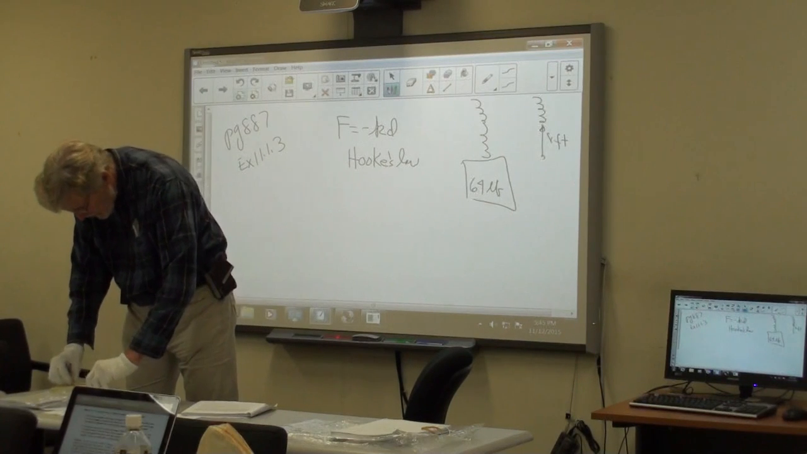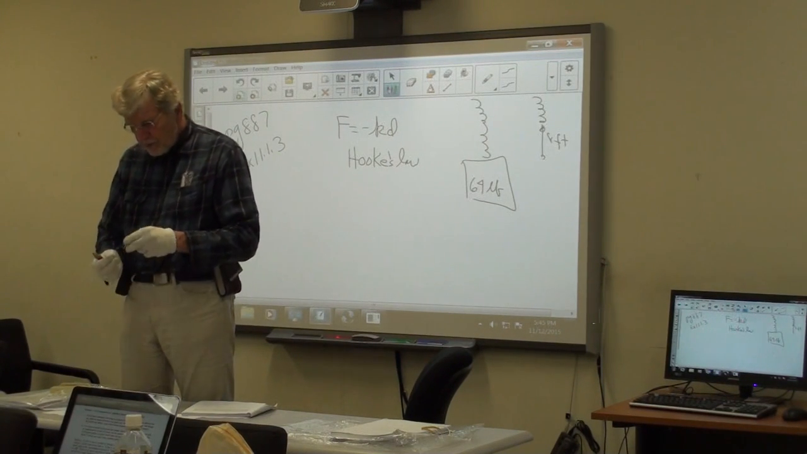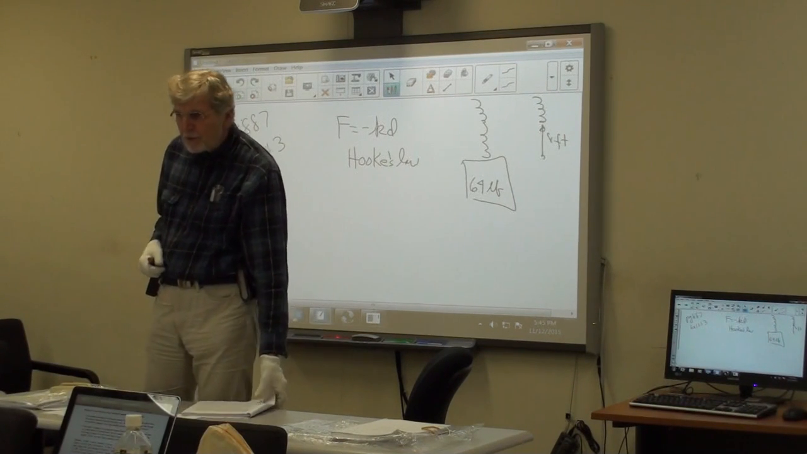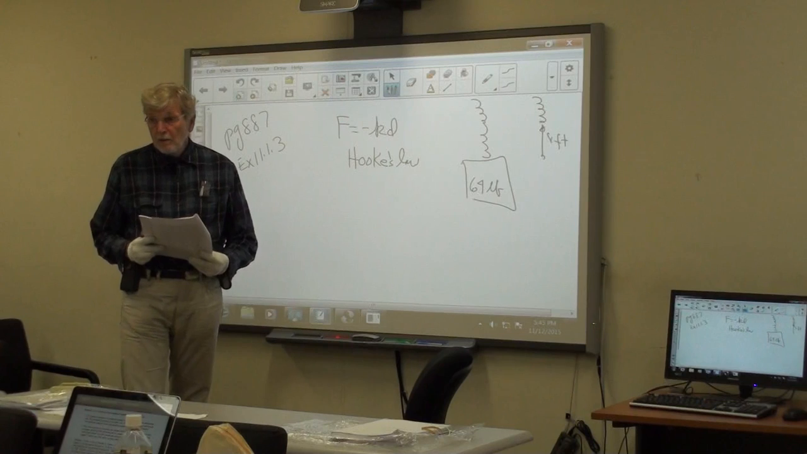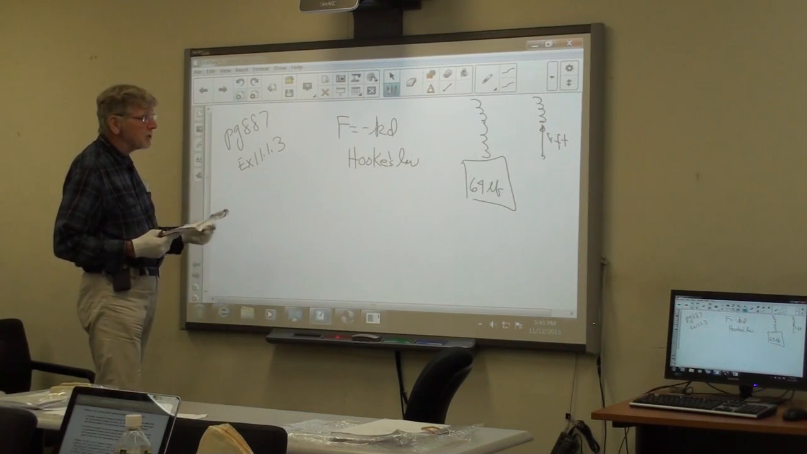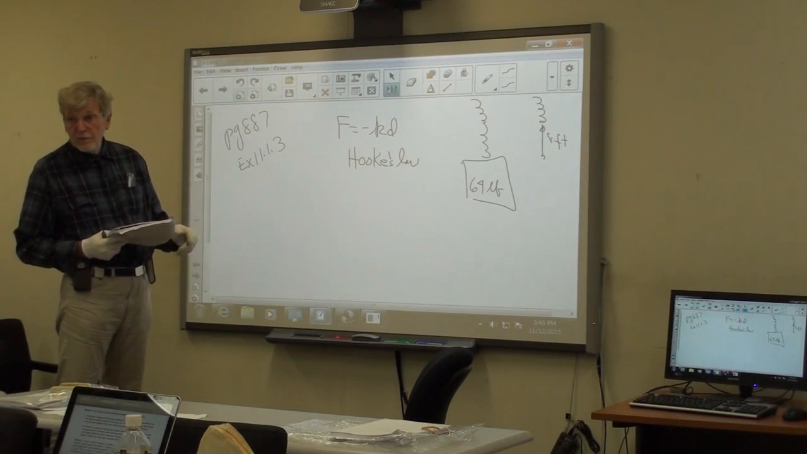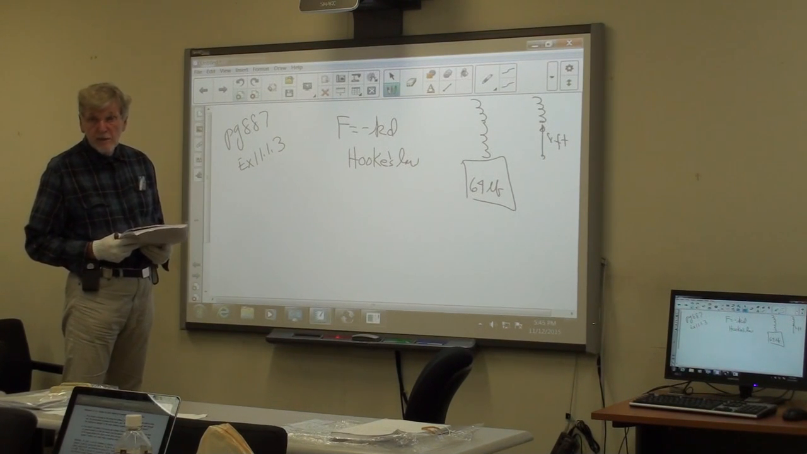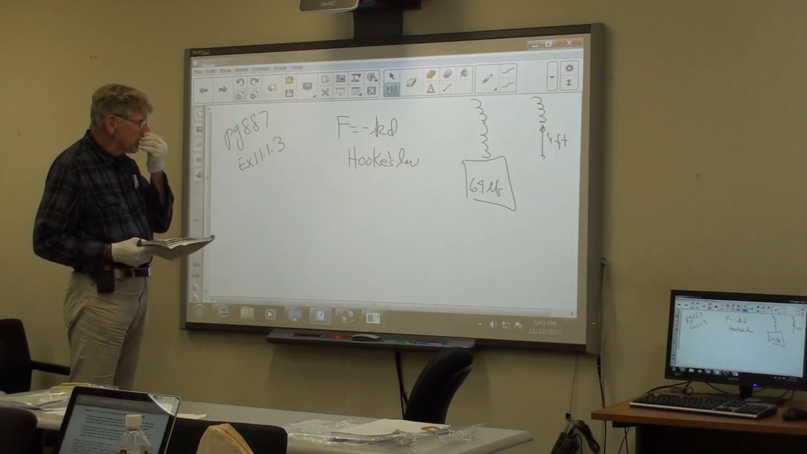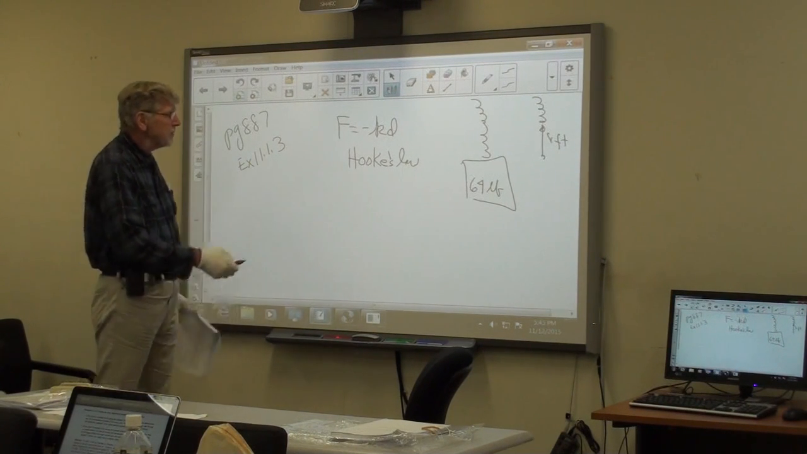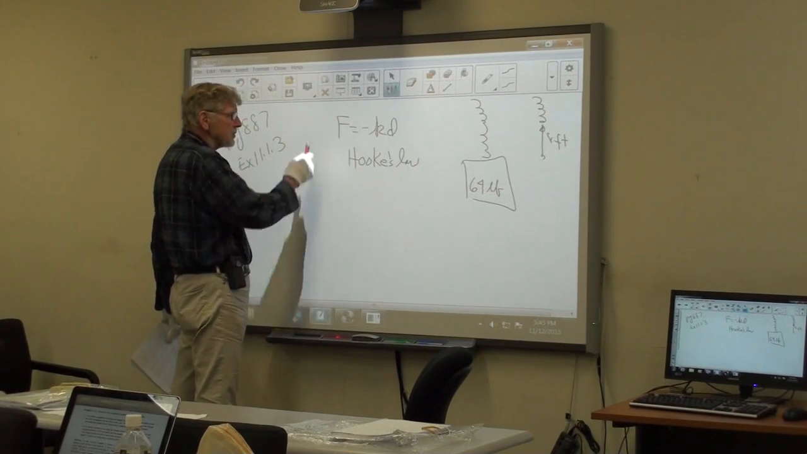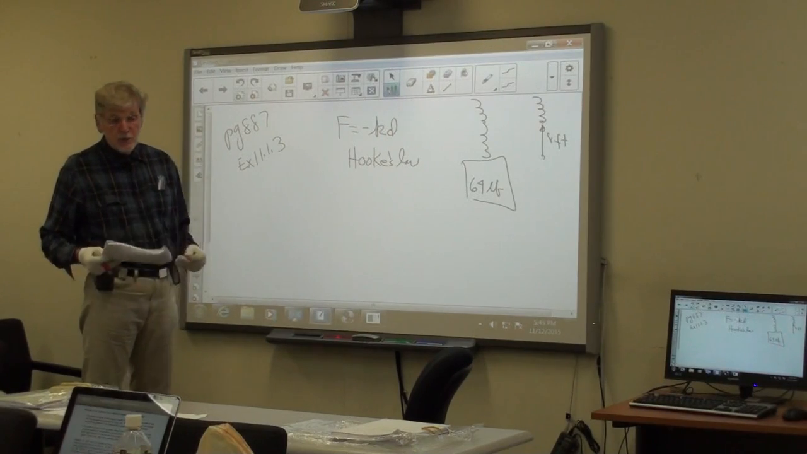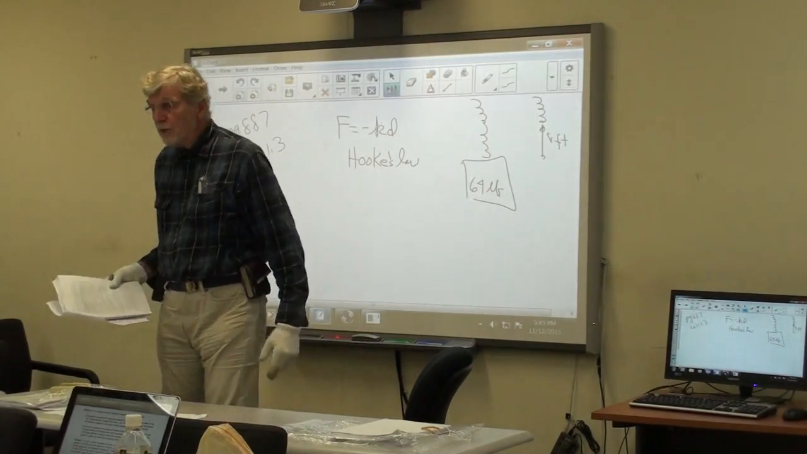So should our answer be negative? Hooke's law is named after Hooke. K is a positive number, because the displacement was also negative. I should have said the displacement was minus something. The displacement is positive, but the force goes upwards, so the force is a minus. So the minus signs cancel out. K is always a positive number.